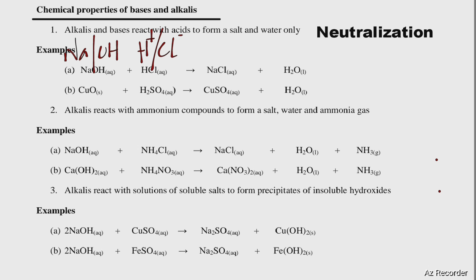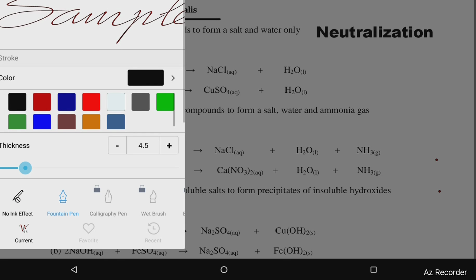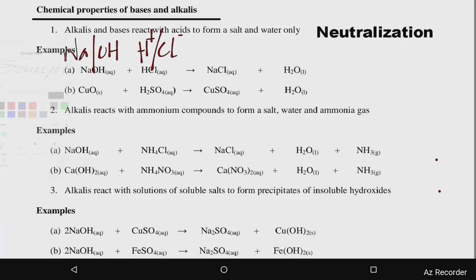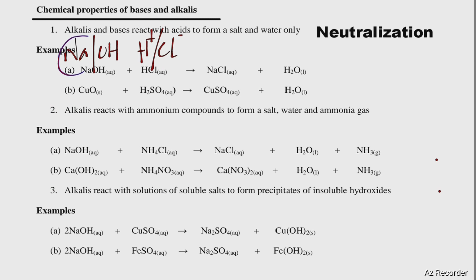Once this takes place, this sodium here will combine with the chloride there, and that's how sodium chloride is formed. Then these two will react together, and that is how water is formed. The same thing generally takes place even for copper oxide with sulfuric acid. We could explain it, but it's basically the same thing under the neutralization reaction.